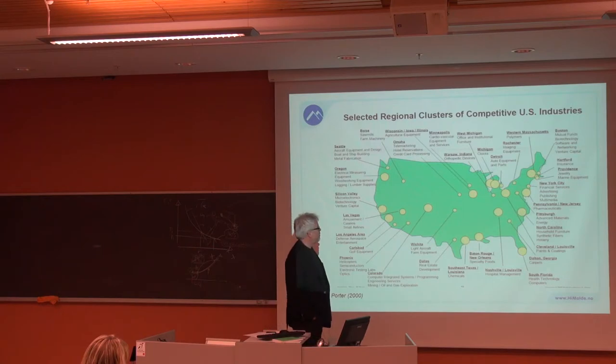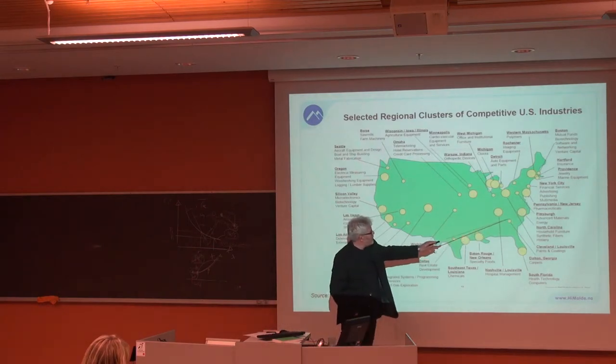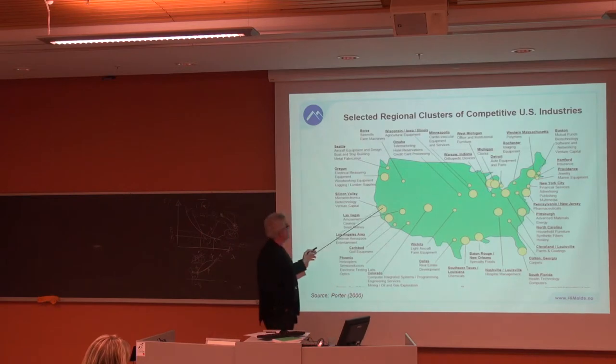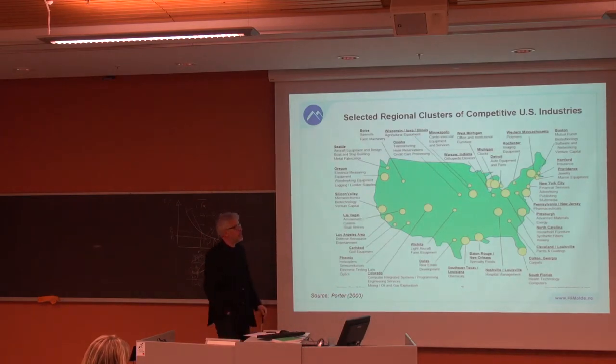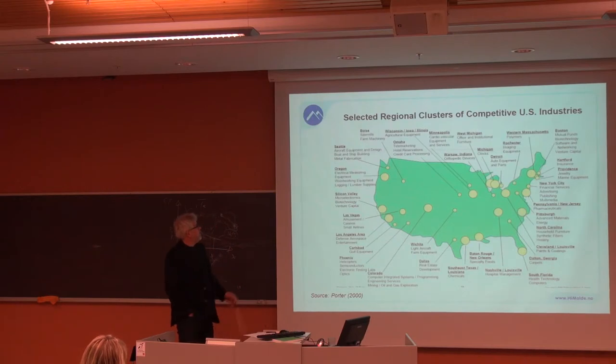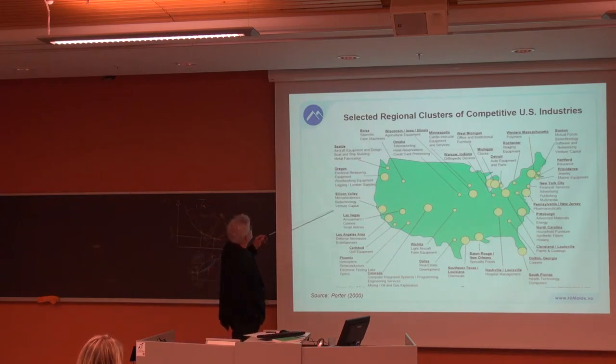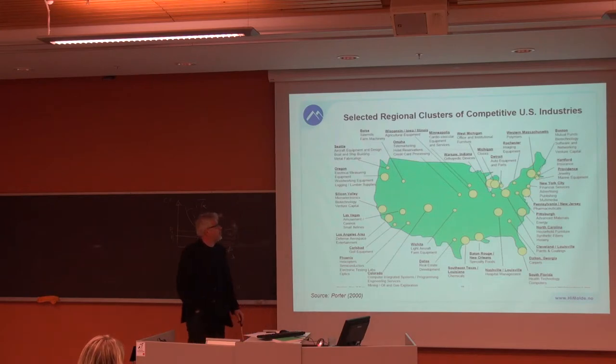carpet cluster here. We'll have Silicon Valley here, the information and communication technology. Lots of different sectors. You have a wine cluster somewhere in California. I don't think it's on this map. But these are places which are fulfilling the, let's say, the demands for how a cluster should be defined in line with Porter.